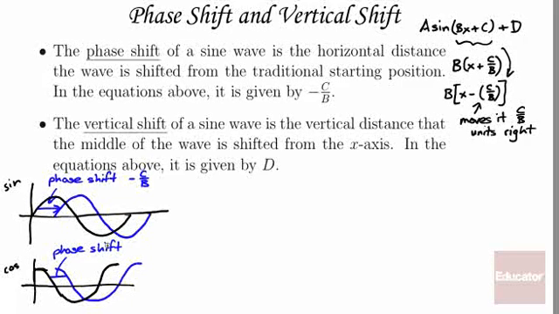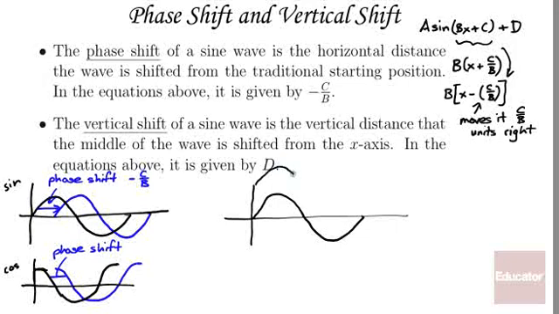And finally, the vertical shift is what happens when you take the graph and you just move it up or down vertically without changing anything else. So again, let me start with a sine curve. And if we apply a vertical shift to that, that amount right there, I'll draw this in red, that's the vertical shift.